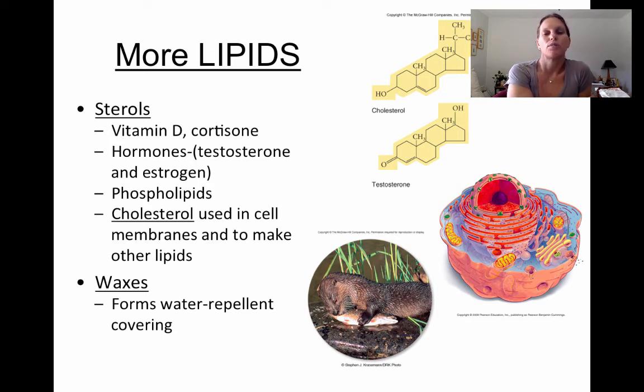Waxes don't so much have a role in the human body, but they do have a role in a lot of other animals, like this cutie right here, this little sea otter. Waxes make this water-repellent covering, right? So it keeps them from being too absorptive. We see waxes in plants as well. We'll talk a little bit about those later on. And that's a type of fat. Again, it's a type of lipid.